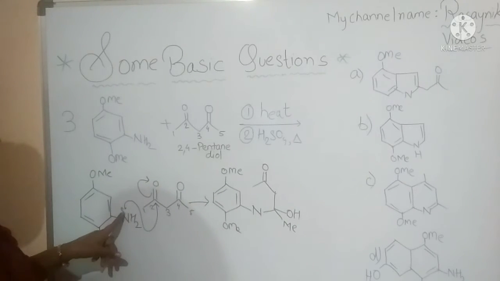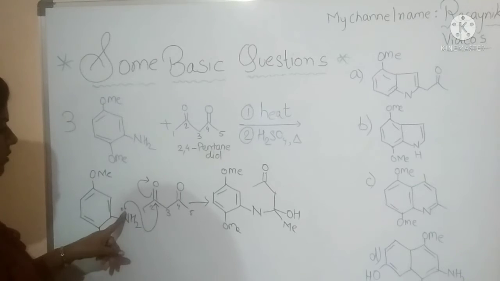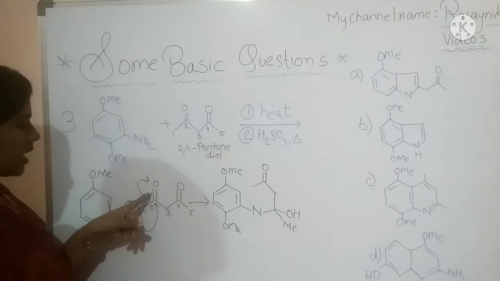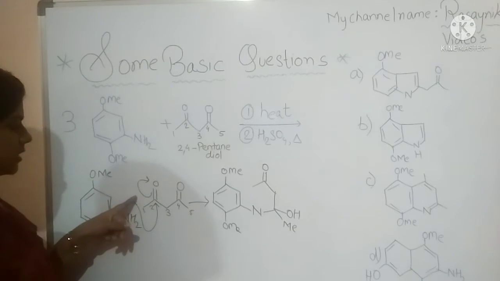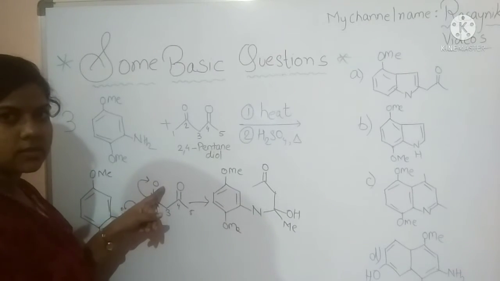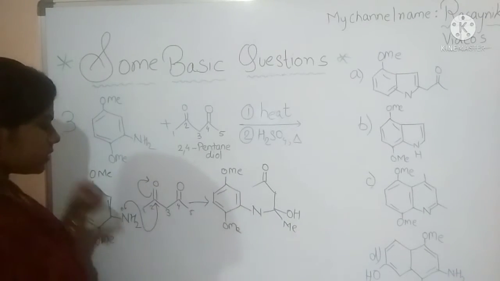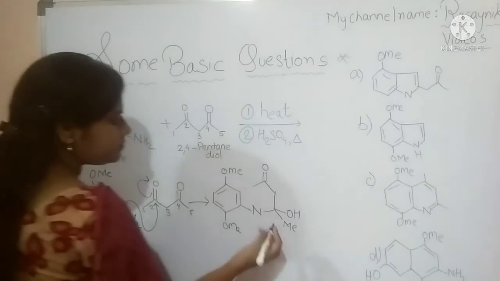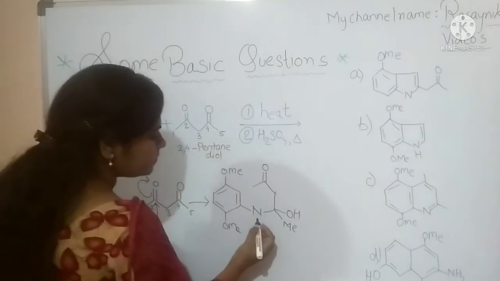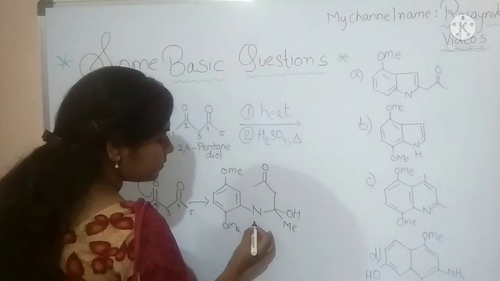This nitrogen containing the lone pair of electrons will attack this carbonyl carbon, and this carbonyl carbon having the double bond will forward in the OH product. And our second step will be, what is the second step now?